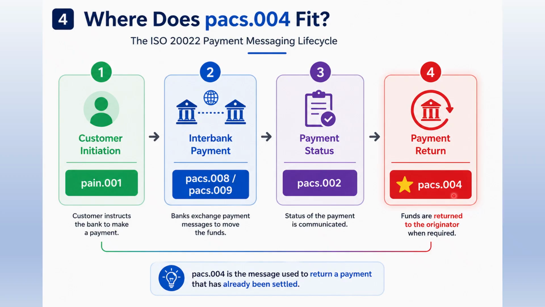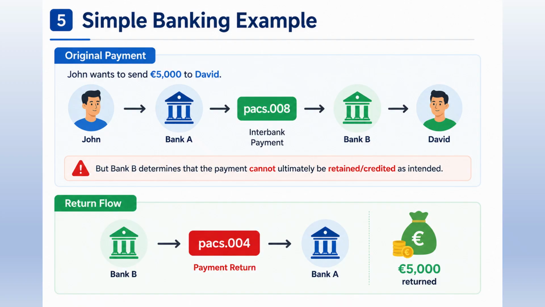So you can remember the flow like this. Pain.001, initiation. pacs.008 or pacs.009, interbank payment. pacs.002, status. pacs.004, return.